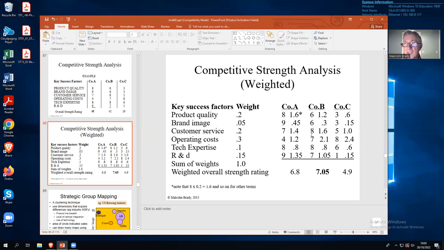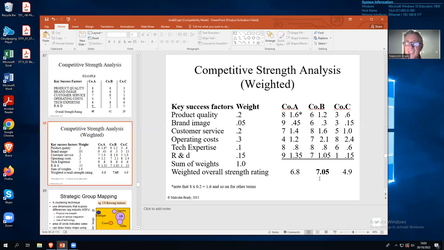The other interesting thing here is that company B comes out on top when you use a weighted average, because it obviously is scoring quite well in, for example, operating costs. And if we're regarding that as the most important of the key success factors, it gets a high score in here. So that's probably the element that made the difference. So now we have company B coming out as an industry leader.